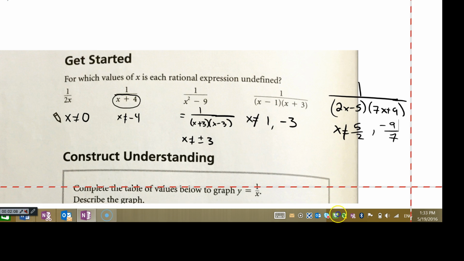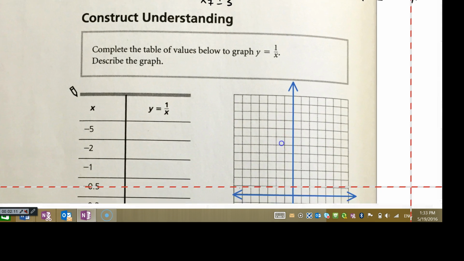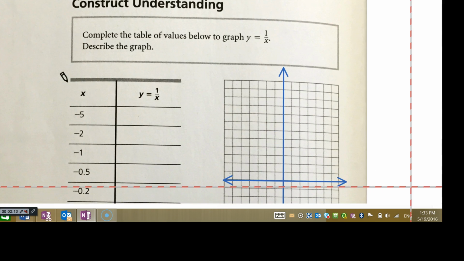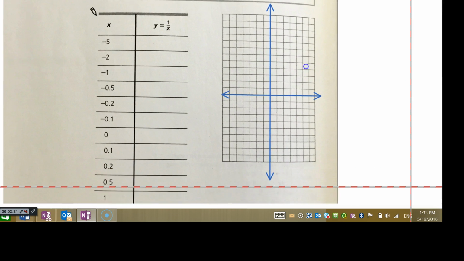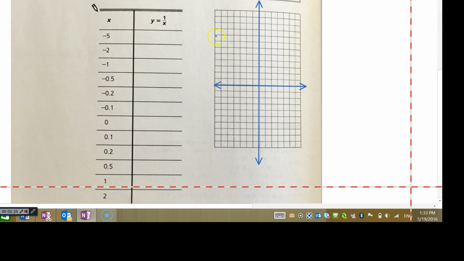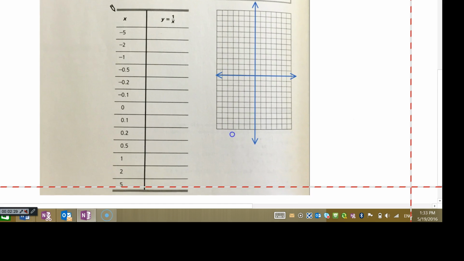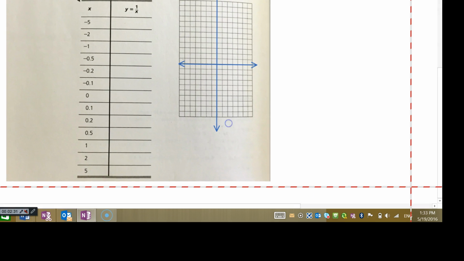And so, just to show what I mean, what I want us to do is to do this thing right here. So construct your understanding. Complete the table of values below for the graph y equals 1 over x. Describe the graph. Now what I've done is I've added these little arrows, because as the people who are watching make this video, it took me about 10 tries to do so. It's actually trickier than you might think. And what else I want us to do is fill in these values here.